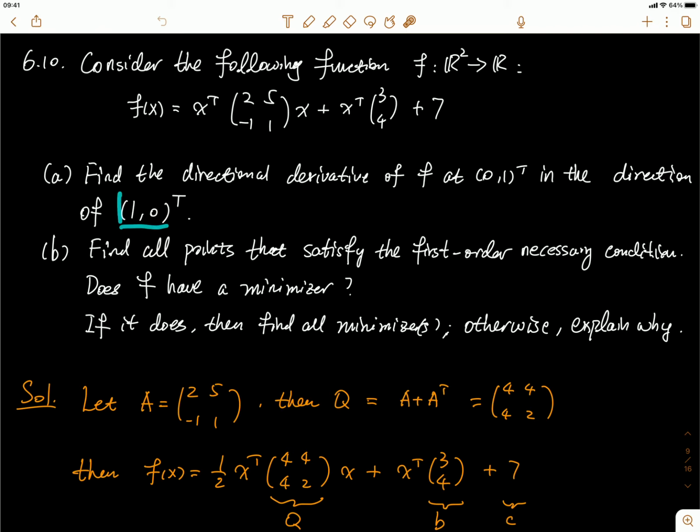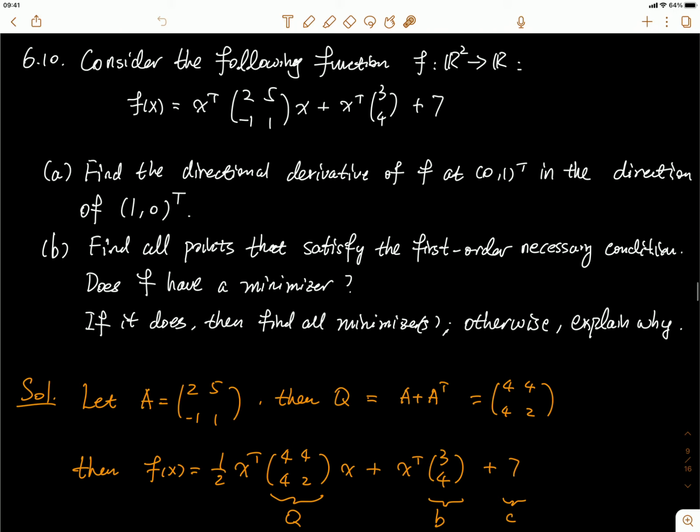So this is already a normalized vector, it's a unit vector already. So we can just directly compute the inner product of the gradient of f at this point and this vector. And the second question is to find all the points that satisfy the first order necessary condition, and then we want to check if f has a minimizer, and if it has a minimizer, we need to find them. If not, we need to explain why.